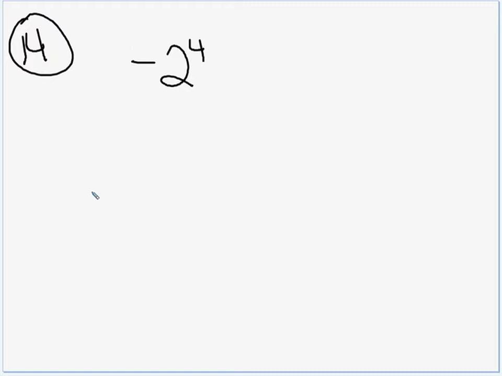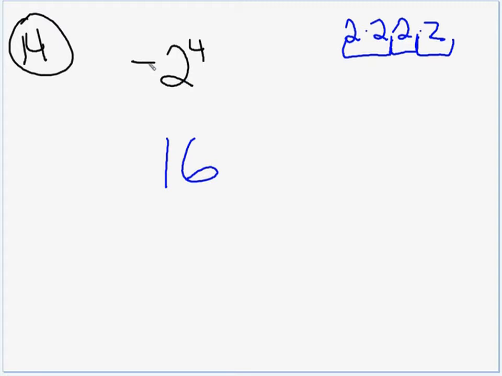14, negative 2 to the 4th power. So here we're going to look at just the exponent first. 2 to the 4th power would be 2 times 2 times 2 times 2. Well, this is 4, and you double 4 and you get 8, and you double 8 and you get 16. So that is going to be a 16. Does the negative go along? Well, it's an even power, but we have no grouping symbols. So that negative would just come down. Our answer is negative 16.